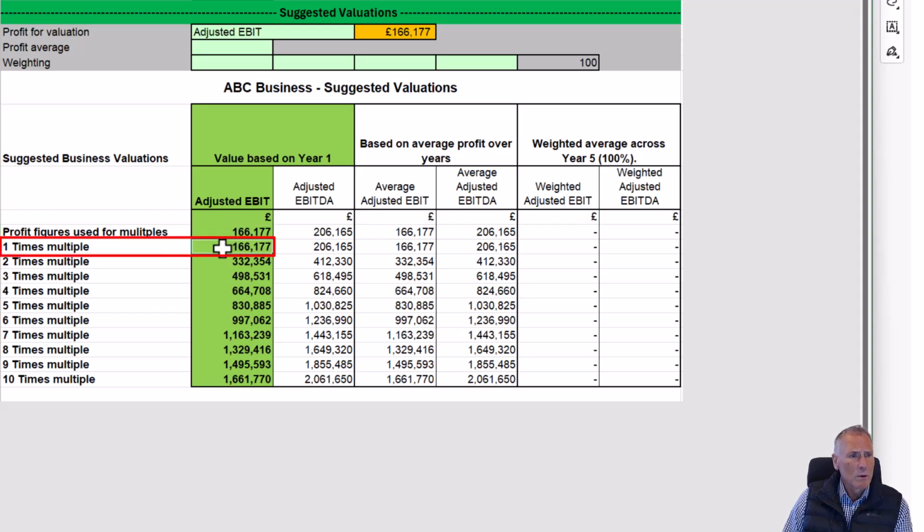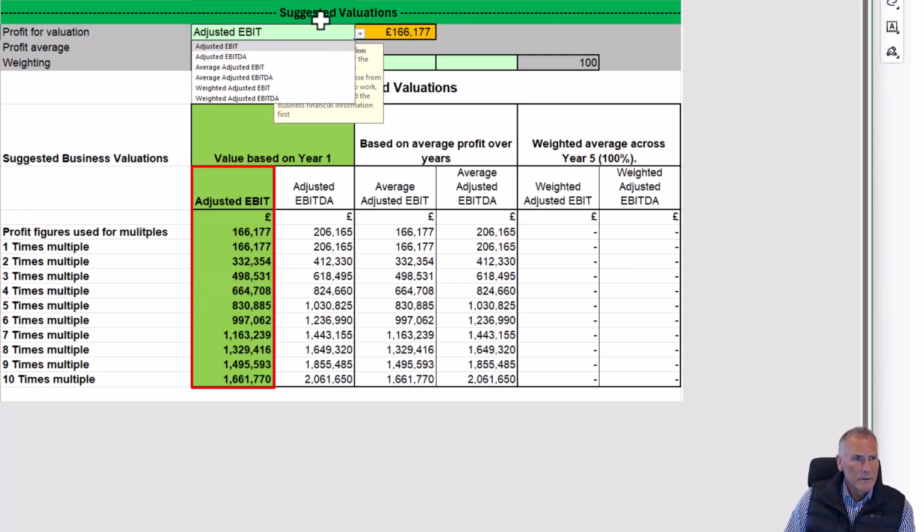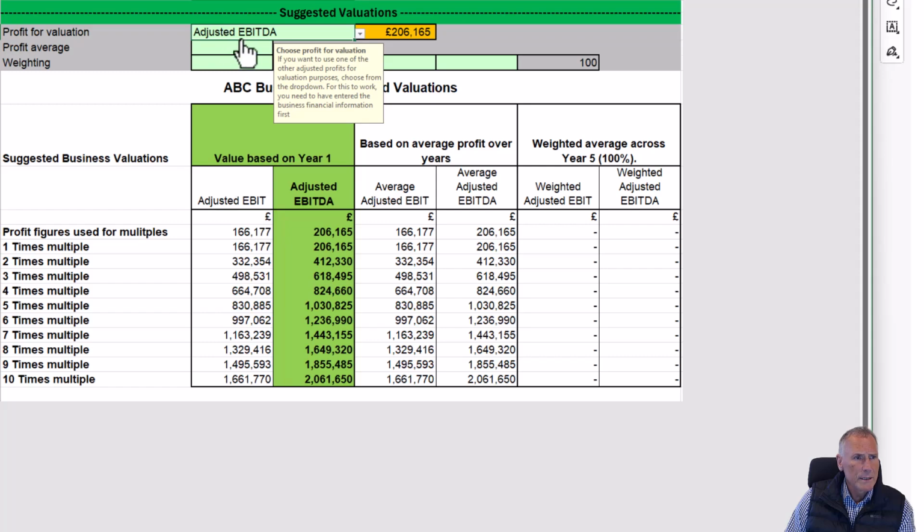And a 1 times multiple will be the 166,177 using the adjusted EBIT. And a 2 times multiple will be 332,354. Or in our case, I selected a 3 times multiple. We'll pull in this number here of 498,531, and so on down. 4 times multiple, 5 times multiple, and so on. And the green column here and the green heading is because here I've selected adjusted EBIT. But if I change this to adjusted EBITDA, you'll see that this column here changes to green.